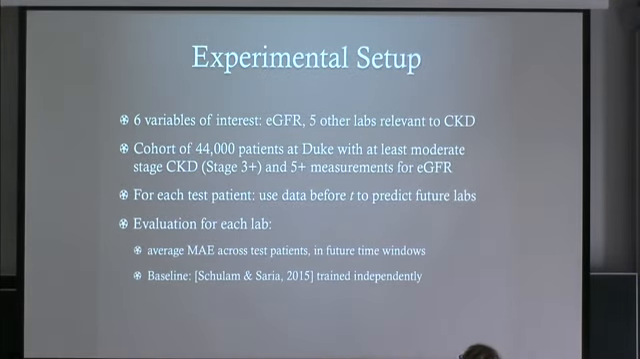And so then we tested this setup. We looked at 6 different variables of interest, EGFR and 5 different lab values. We had 44,000 patients at Duke who fell into the category of having chronic kidney disease in a way that we could pull from the electronic health record system. And then for each patient, we say, okay, we're going to use data before time t in order to try to predict what's going to happen to them in the future.